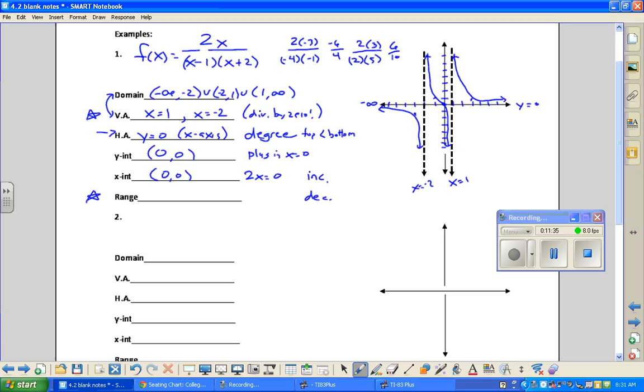So we can finish. The range here is unusual because it's all the real numbers. That middle piece is continuously connected from positive to negative infinity.